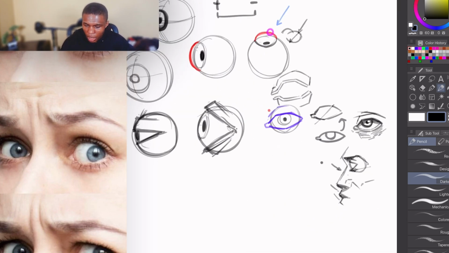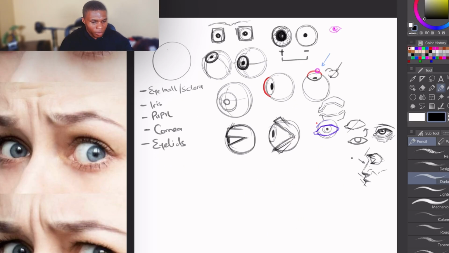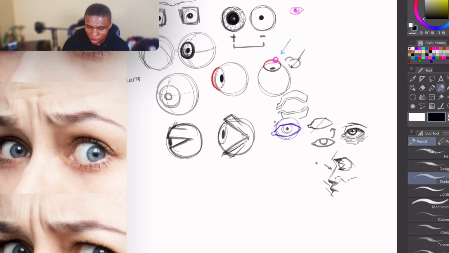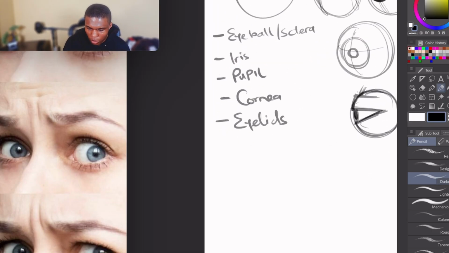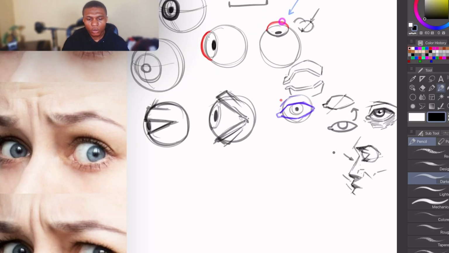So yeah, with the eyelid, that is it for the eyelid. If I remember any other thing, I'll speak on it. But the next thing is the eyelashes. The eyelashes are kind of like a protection for the eyes from dust particles, debris, and whatnot.